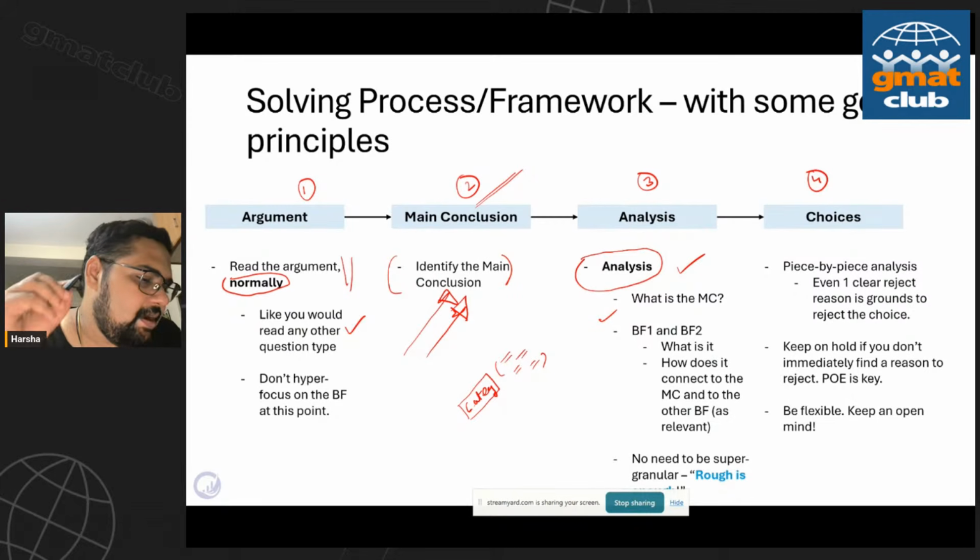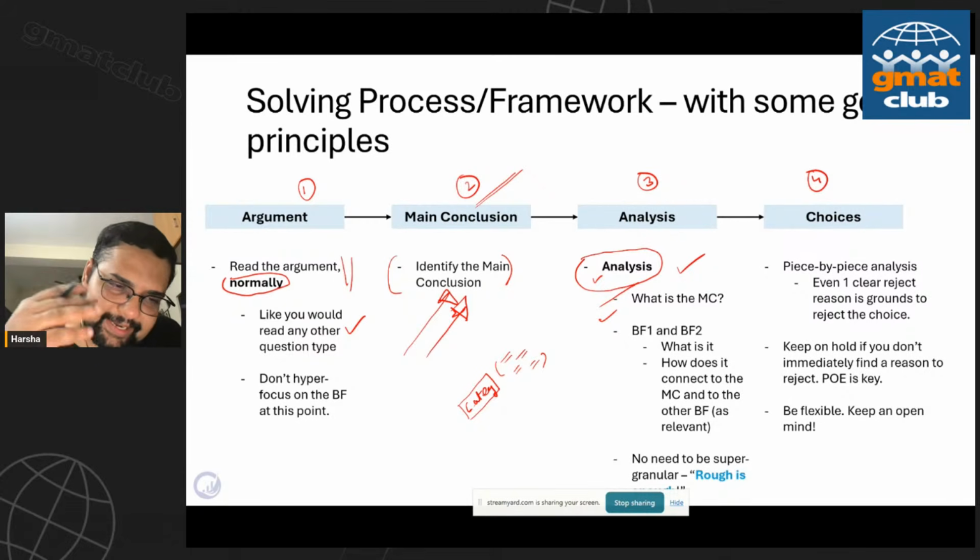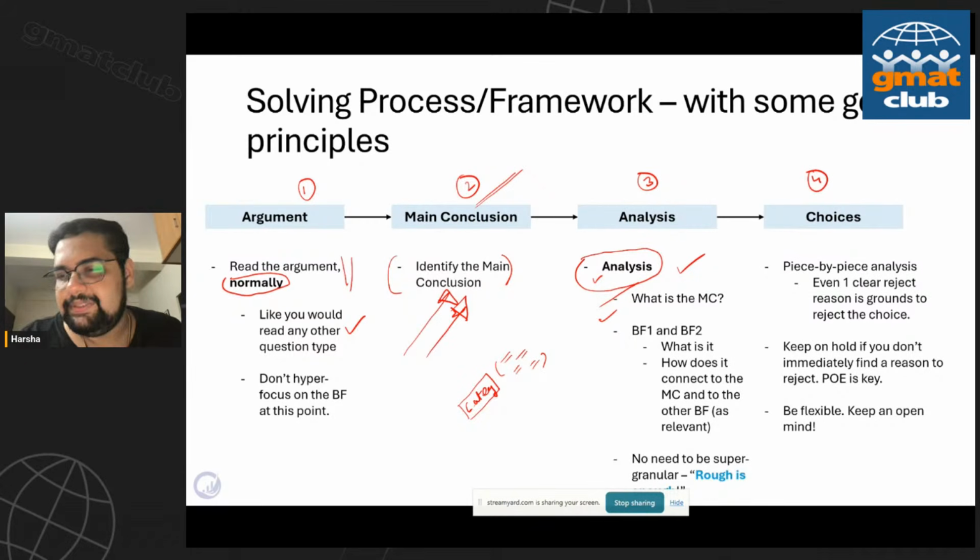Boldface is definitely one of those question types where it pays rich dividends to do some analysis before you go to the choices, and I can show you that. So spend a little bit of time before you start looking at the choices. What exactly is the main conclusion? Got it. Look at boldface 1, look at boldface 2. What exactly are they doing in this argument? Okay, it might be some evidence which is supporting the main conclusion.